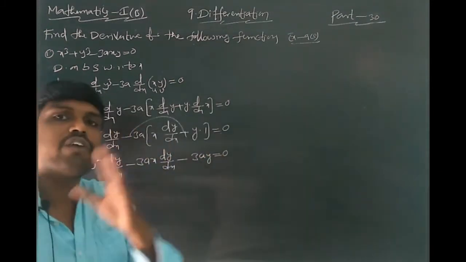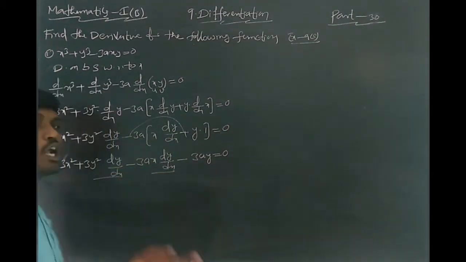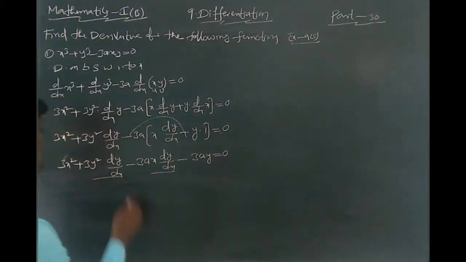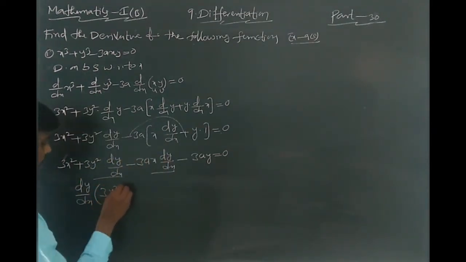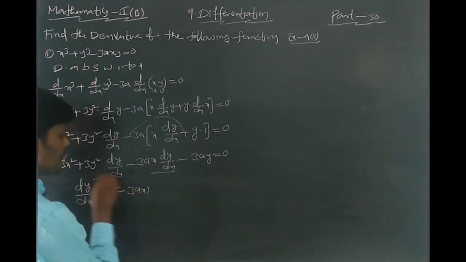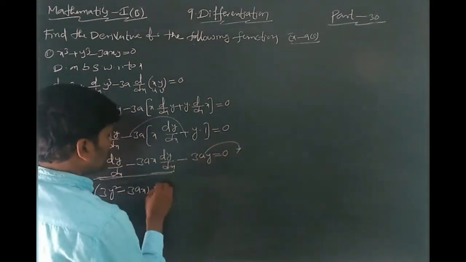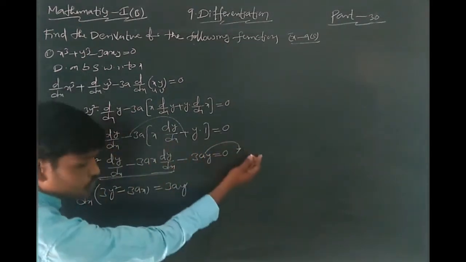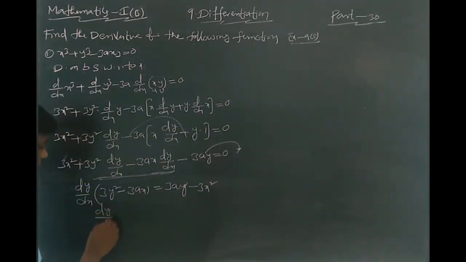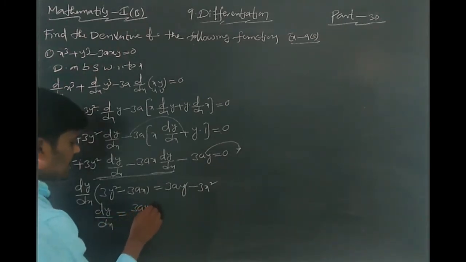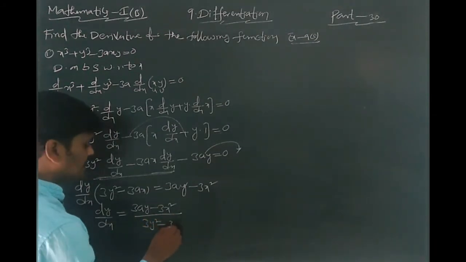See students, you can find dy by dx here. In these four terms, how many dy by dx terms are there? Two dy by dx terms. You can take dy by dx common from these two terms. You get 3y square minus 3ax. Take dy by dx common from these two terms. The remaining term goes to the right-hand side, plus 3ay. This other term goes to the right-hand side, minus 3x square. After that, dy by dx equal to what? dy by dx equal to 3ay minus 3x square by 3y square minus 3ax.